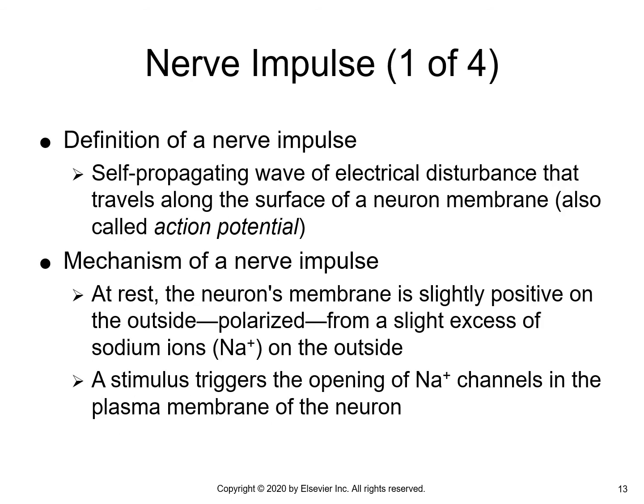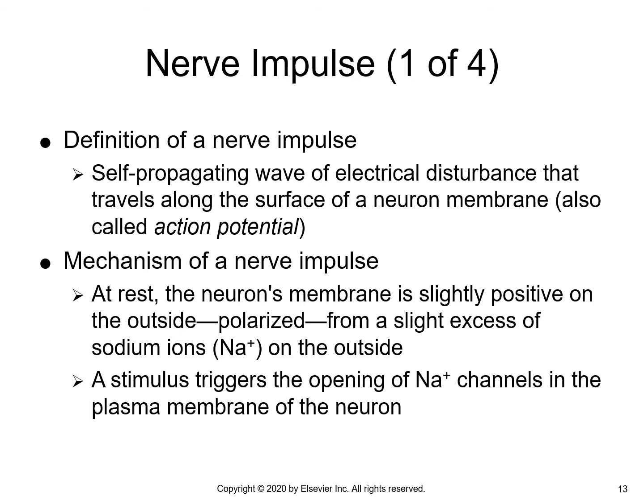Nerve impulse. Definition of a nerve impulse: a self-propagating wave of electrical disturbance that travels along the surface of a neuron membrane, also called action potential. I would remember action potential in the definition of action potential. That might be one of those test questions. Mechanism of a nerve impulse.